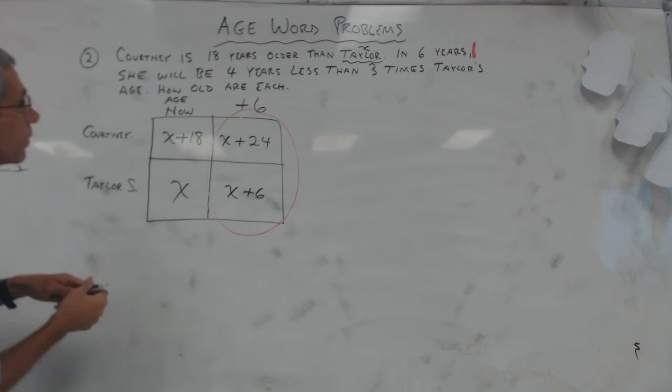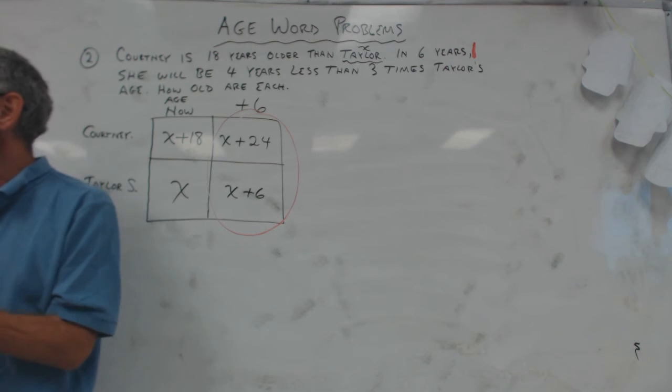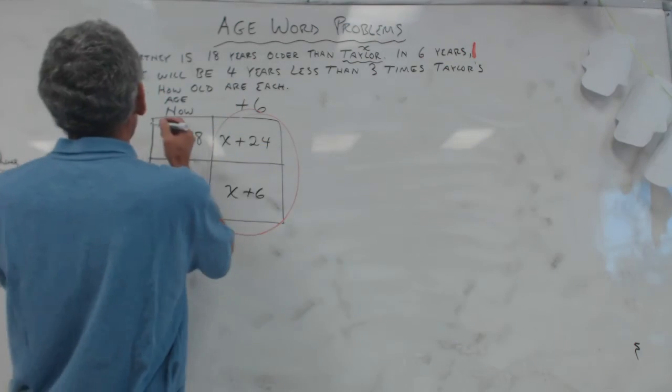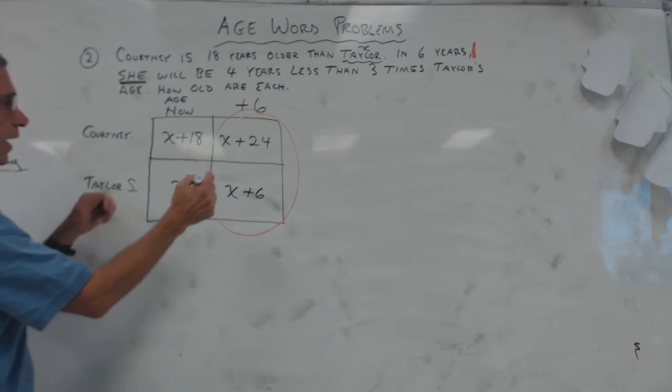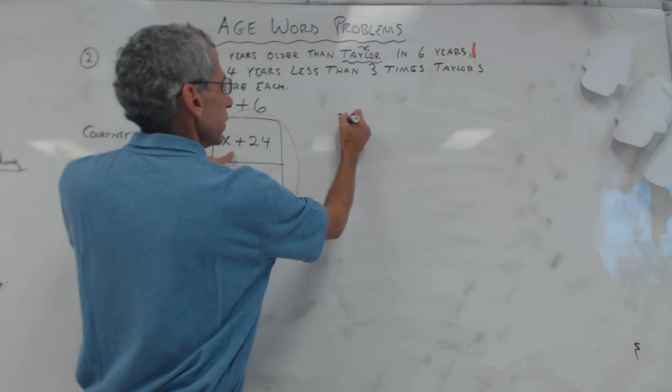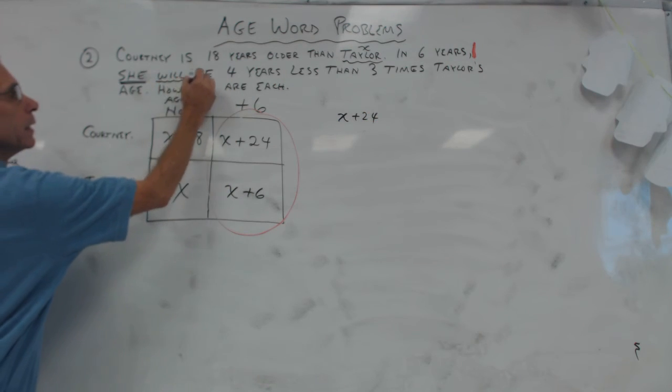Okay, so here we go. We're going to do one word at a time. You do not miss a word. You do one thing at a time. It says, she. Who's she? Courtney. X plus 24. Okay, so Courtney is X plus 24. Okay, will be.